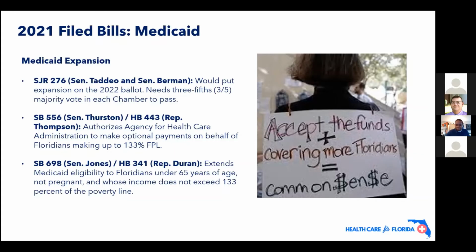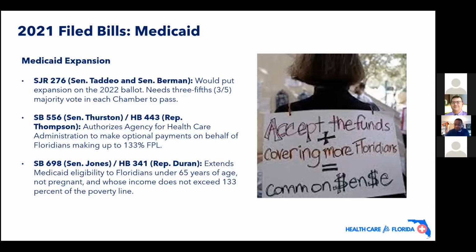Now, as we think about the bills specifically, SJR, so the Senate Joint Resolution 276 filed by Senators Taddeo and Berman, they're a little different from the others in that it's a joint resolution, meaning that it wouldn't become law. If passed, it means that the question of Medicaid expansion would be put on the ballot in 2022. But to actually pass this legislative process, there's a higher threshold. It needs a 3/5 majority vote in both chambers to then be put on the ballot in 2022. And then if passed there, it would become part of our Constitution.